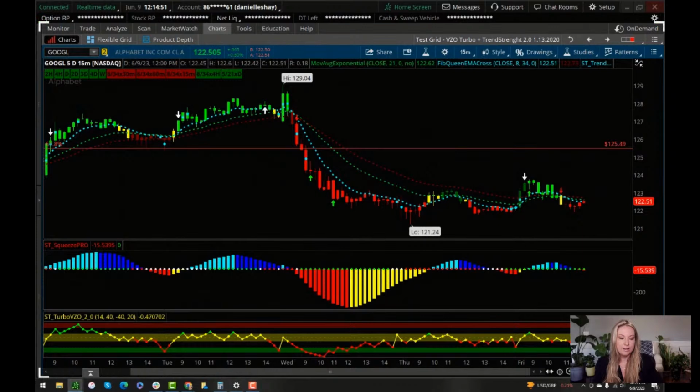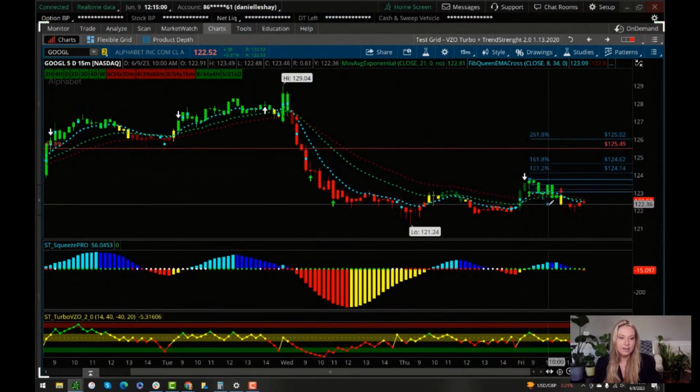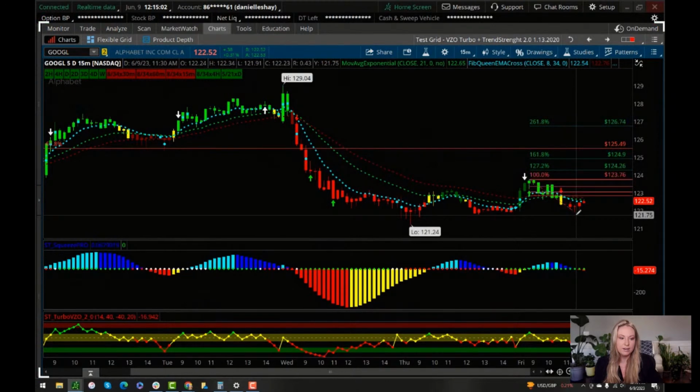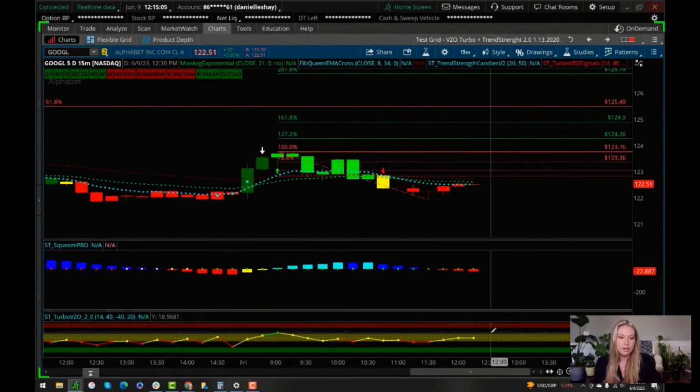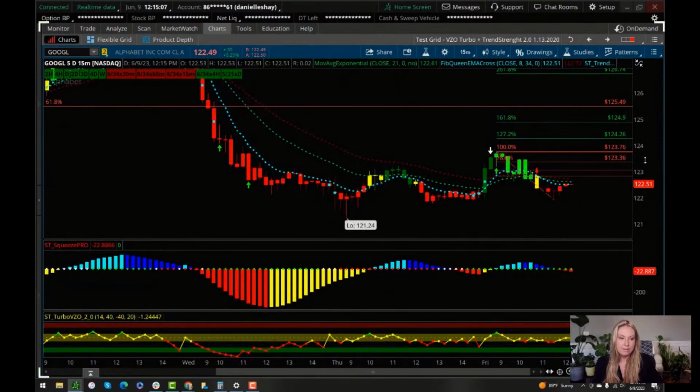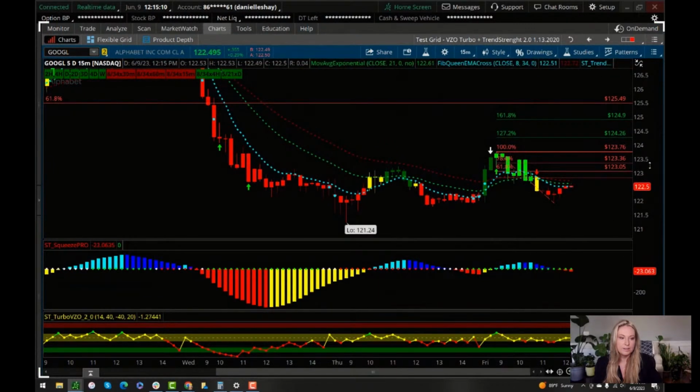So again, you can click on it if you don't already have it selected. I already have it selected. So I'm just going to click right here and I'm going to drag right here. And there we go. So we now have a lower time frame price target on Google on this 15-minute chart. And what this is demonstrating is that we have a lot of resistance between 122 up to 123.76. And then you have a full target at 124.26 and 124.90.